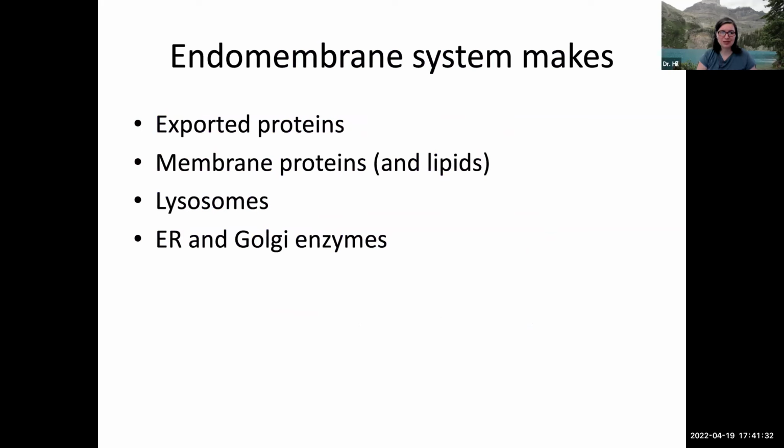But here is basically what the endomembrane system does. All those organelles collaborate together to make proteins that are going to leave the cell, proteins that are going to stay in the membrane, lysosomes that will stay in the cytoplasm and digest stuff, and any resident ER and Golgi enzymes.